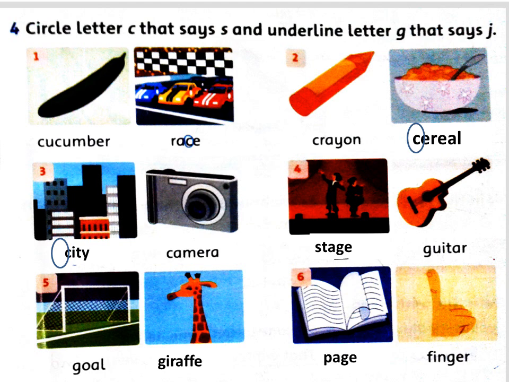Look at picture number 5. We have 2 words. The first one, go. The second one, giraffe. Now tell me which letter says Ch. Giraffe. Good. Now underline G. Now look at picture number 6. We have 2 words. The first one, beige. The second one, finger. Now tell me which letter says Ch. Beige. Good. Now underline G. You have done this process really well. Now let's move on to your homework.